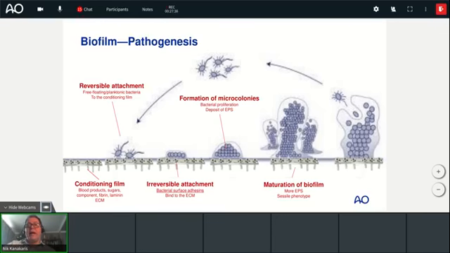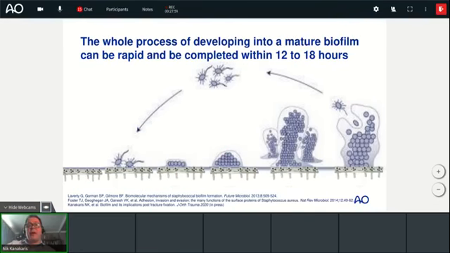biofilm. In the dynamic cycle of the life of a biofilm, we need to include the dispersal phase, where from the periphery of the biofilm bacteria disperse into neighboring or distant areas. All this process of getting a biofilm and getting it mature is not a long process. It has been reported to be completed within 12 to 18 hours.